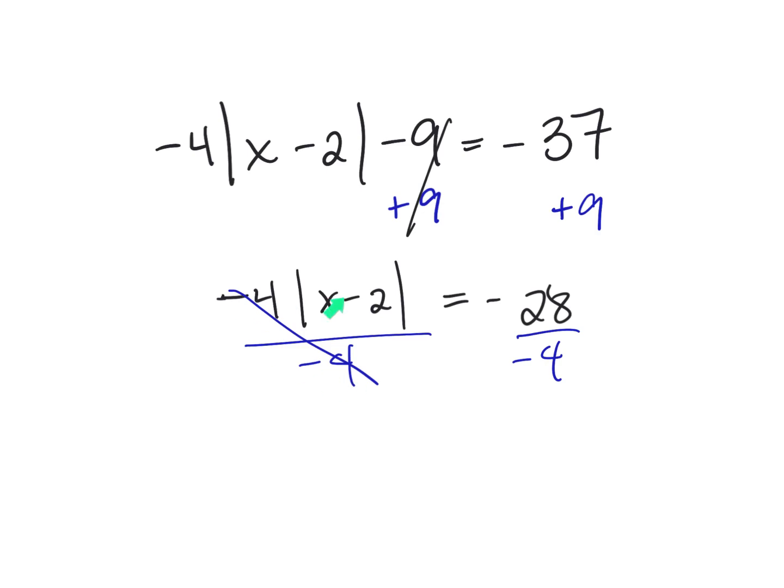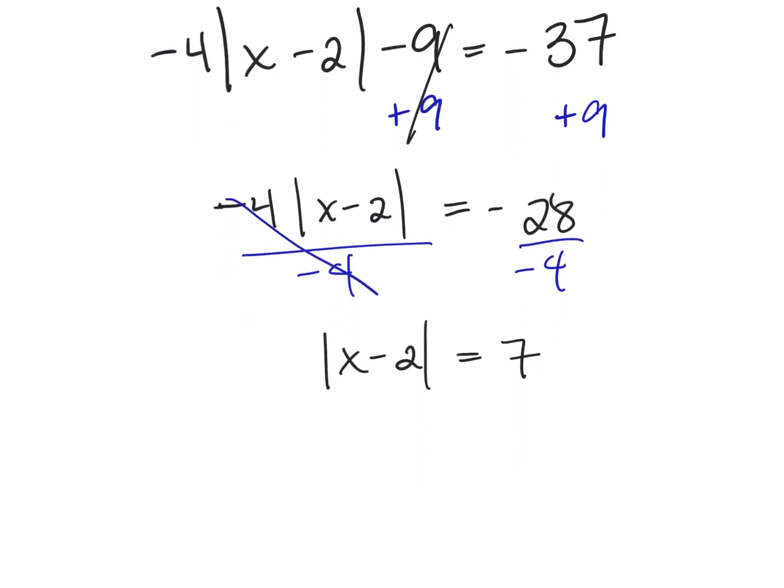Sorry, I said this side and didn't point it out. Here, this makes this 1. Anything divided by itself is 1, so that's 1 times the absolute value of x minus 2. So we're left with just the absolute value of x minus 2, sticking with my color coordination here. And that equals negative 28 divided by negative 4, which is a positive 7.